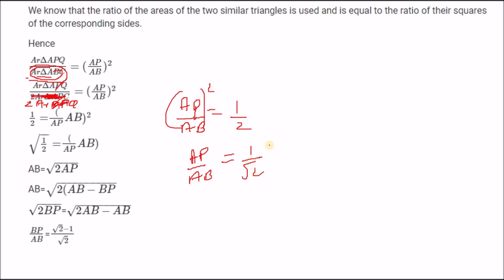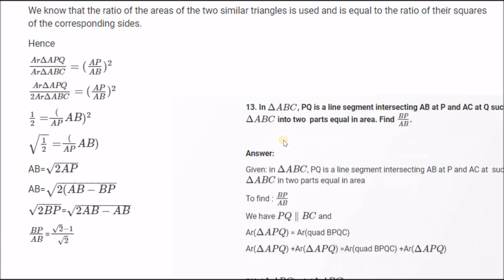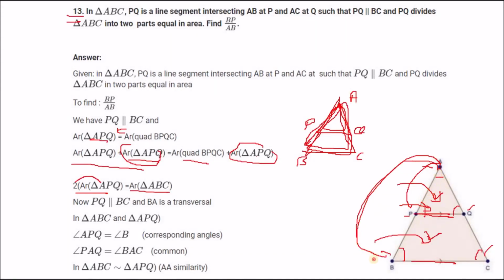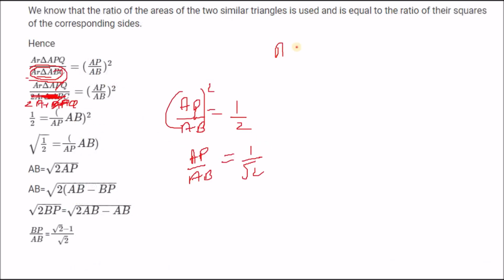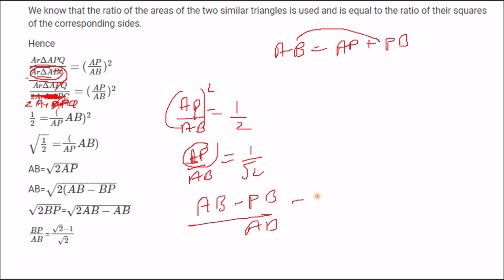Now one more thing here: AB is AP plus PB, right? So in the place of AP, you can write AB minus PB. So in this place, AP we will write AB minus PB or BP. So this is AB minus PB, or BP, by AB equal to 1 by root 2.